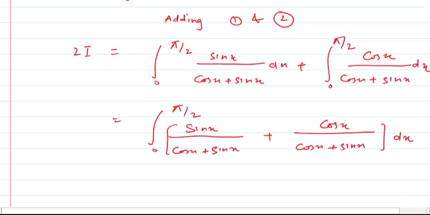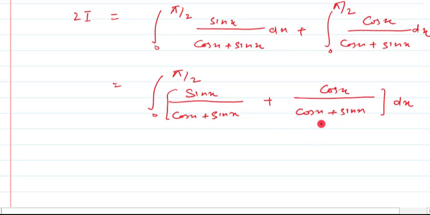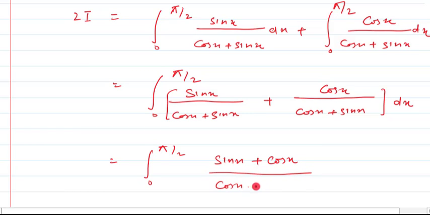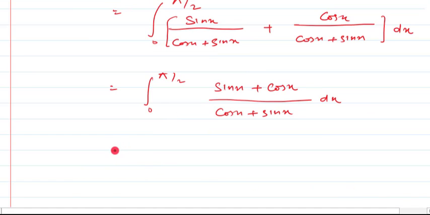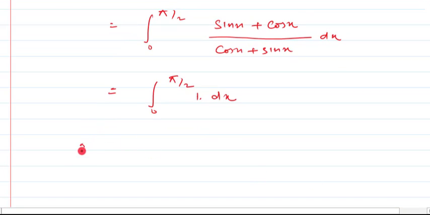So what are we observing over here? Denominators are same. So after taking LCM, we are left with sin x plus cos x upon cos x plus sin x dx. And now what is left over here? We are left just with 1 only. 0 to pi by 2, 1 into dx. And now it's very simple to integrate.